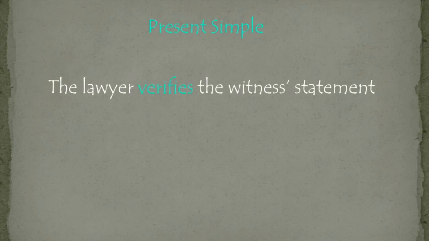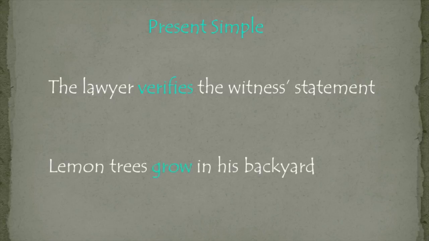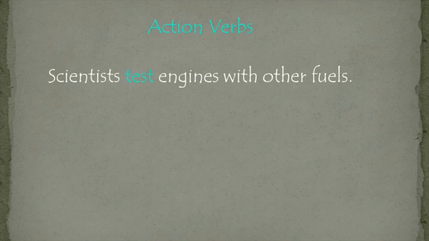The verb verifies tells what the lawyer is doing. And the verb grow tells what the trees are doing. An action verb tells what the subject is doing. And most action verbs name actions that can be easily seen or heard, as in the following examples.